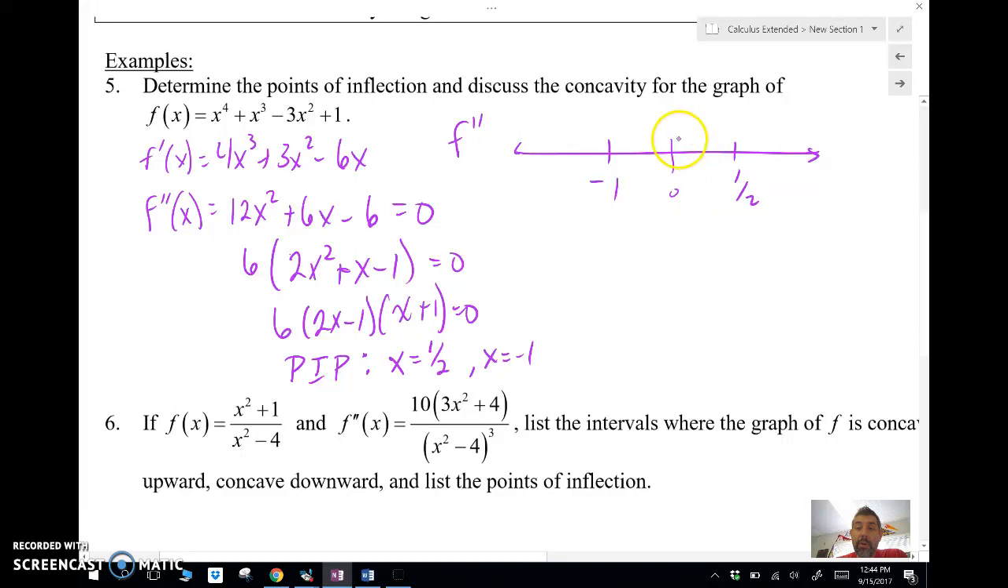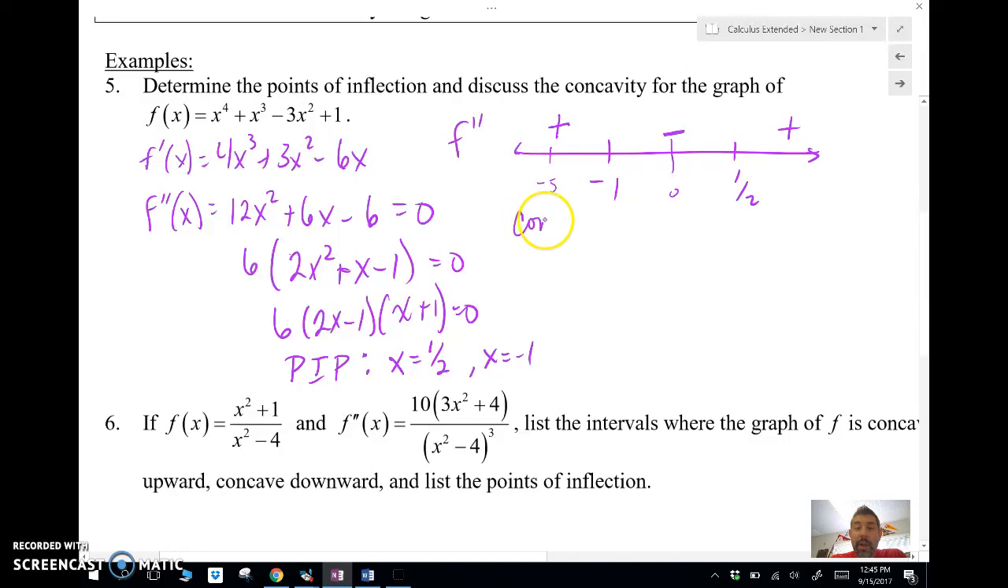So I'm going to try 0 here. If I put 0 in my second derivative, I'm going to get a negative. If I put like -5 in here, I'm going to get a positive. If I put a bigger number than 1/2, I'm going to get a positive. So what does this tell us?